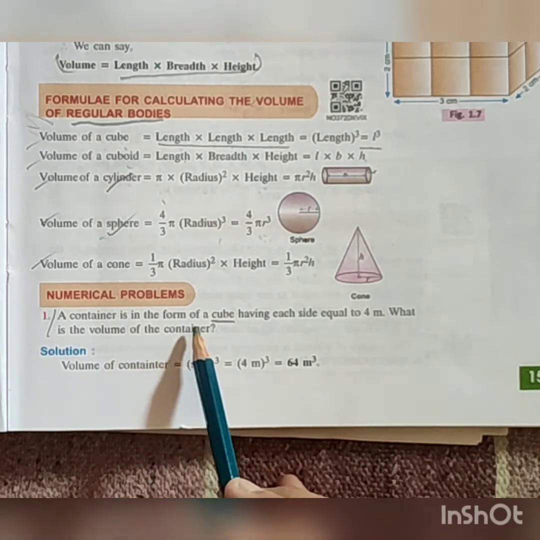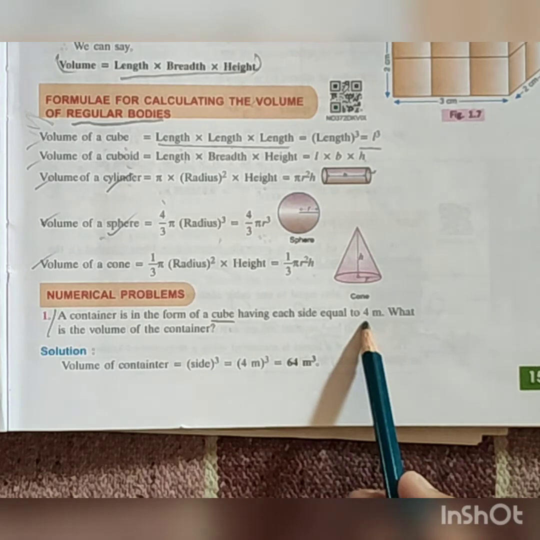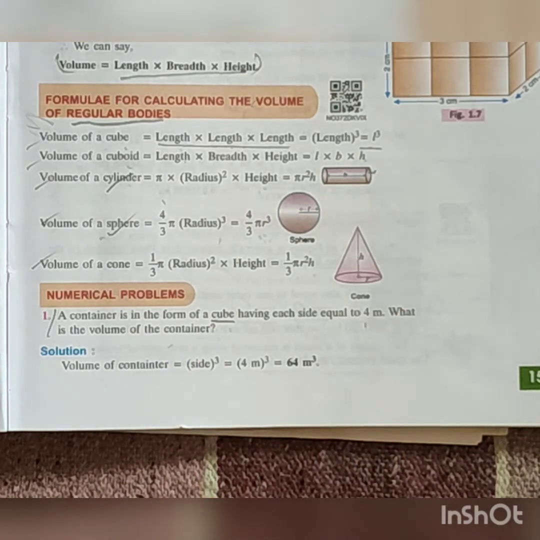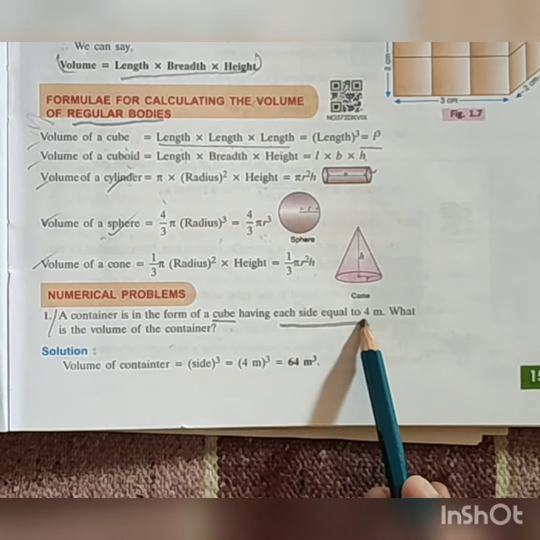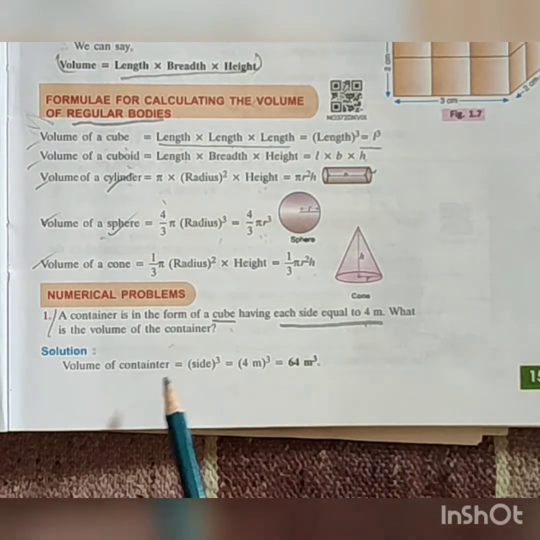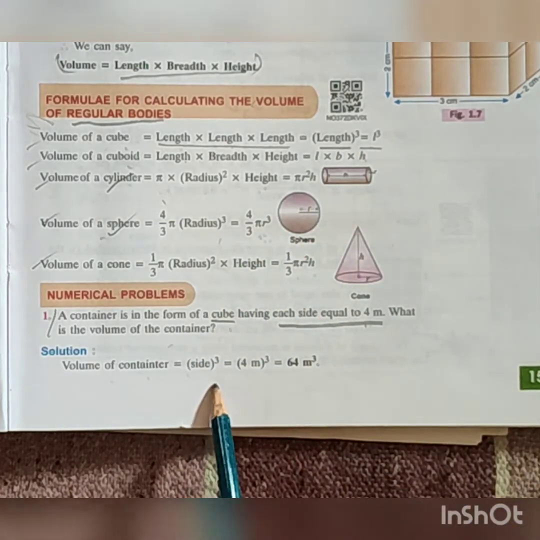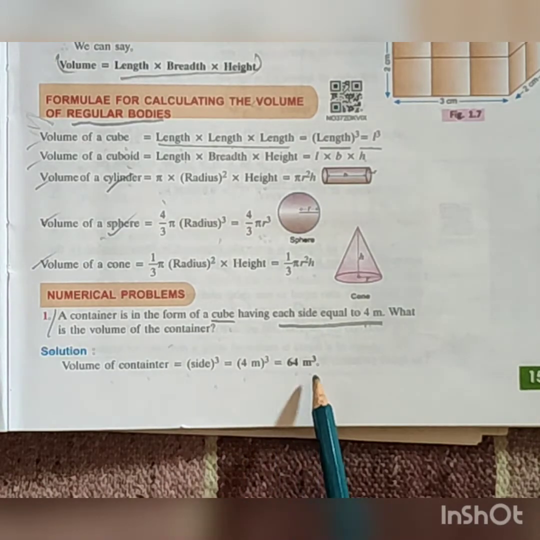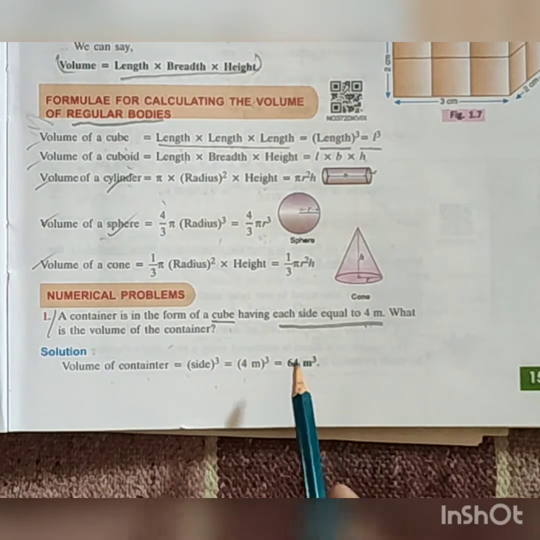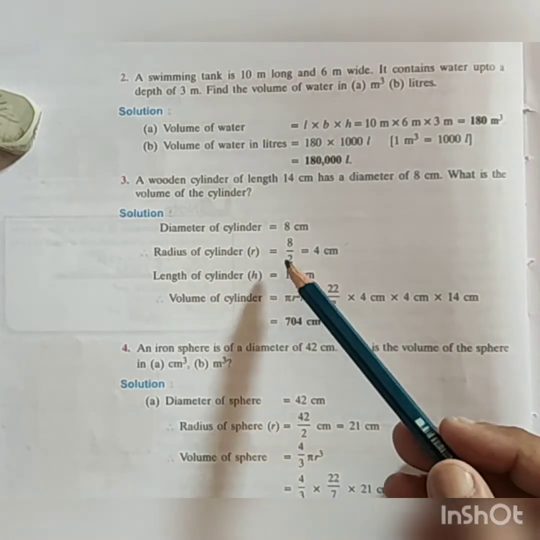What is given? A container in the form of a cube, each side being 4 meter. What is the volume? In the case of a cube, all the sides are equal, which is why it is written each side equals 4 meter. So we can easily find the volume: side into side into side, or side cube. So it will be 4 cube, which is 64 meter cube. Your unit will always be meter cube. Please remember it.